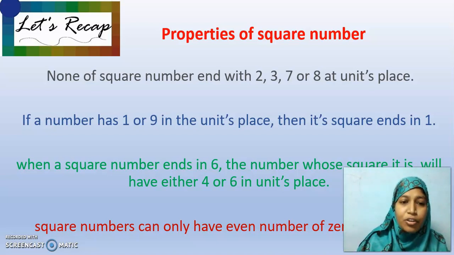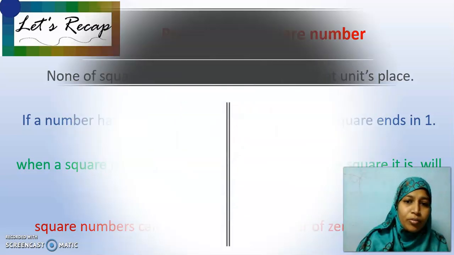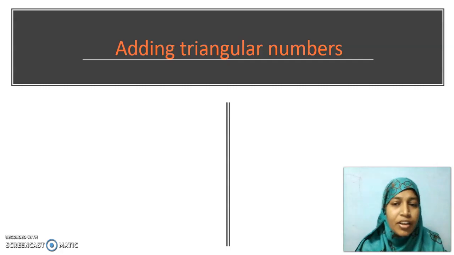Shall we get into today's session? Come on. Adding triangular numbers. And these are also a few properties of square numbers. What are triangular numbers? Any guesses? The number which has a triangle shape? If it is so, only 3 can be a triangular number. Any guesses, my dear children? Yes, if a number can be represented with dots in triangle form, then it is a triangular number.